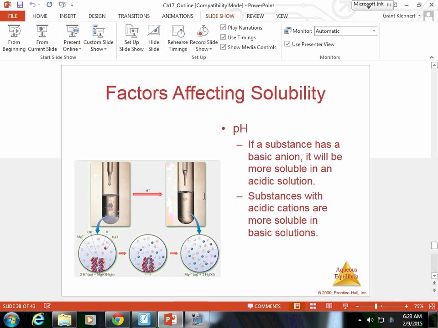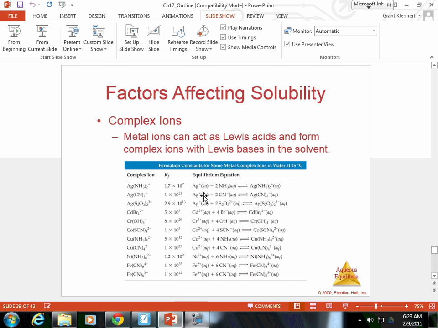When we talk about pH and salts, if a substance has a basic anion, it will be more soluble in an acidic solution. So just something to keep in mind. Substances with acidic cations are more soluble in basic solutions, such as hydrogen. Remember, hydrogen's an acidic ion.